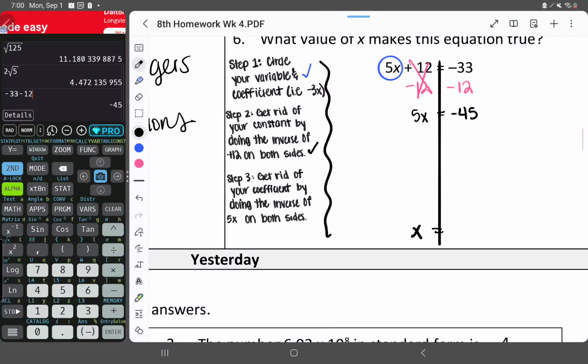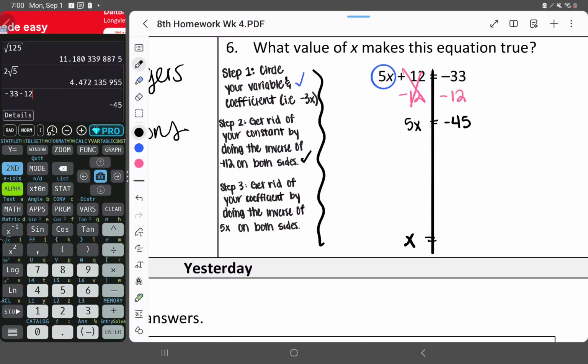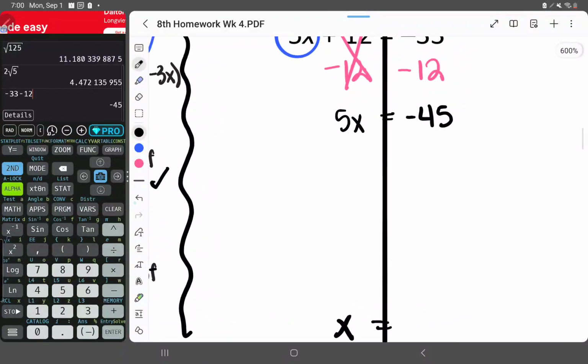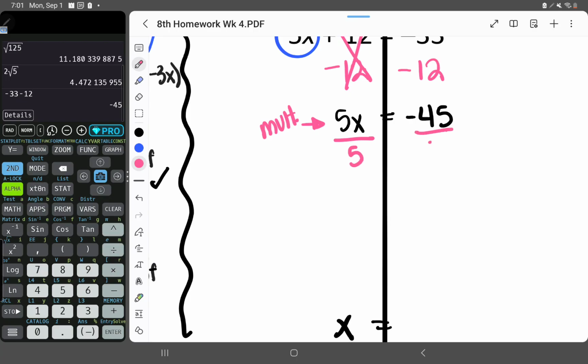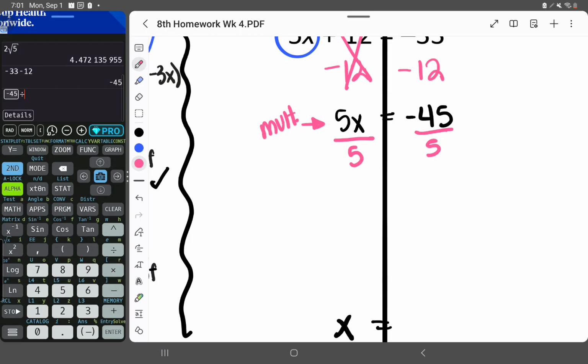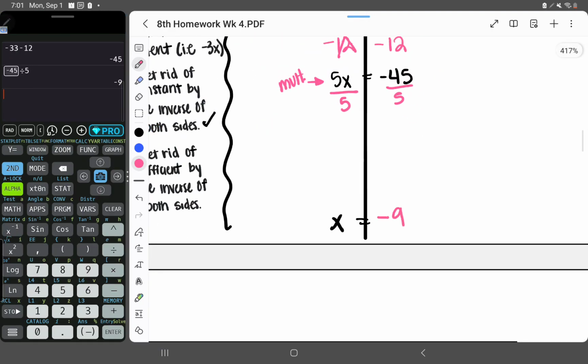And then for step 3, it says to get rid of the coefficient by doing the inverse of 5x on both sides. Well, we have to ask ourselves what operation is happening to 5 and x? That's multiplication. How do you get rid of multiplication? Division. So we divide both sides by 5. So in my calculator, I have negative 45 as an answer, so I'm just going to hit divided by 5, and that gives me that x equals negative 9.